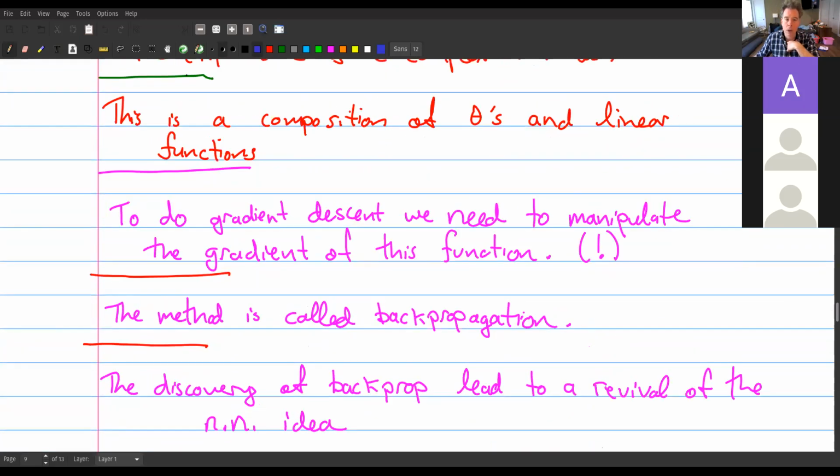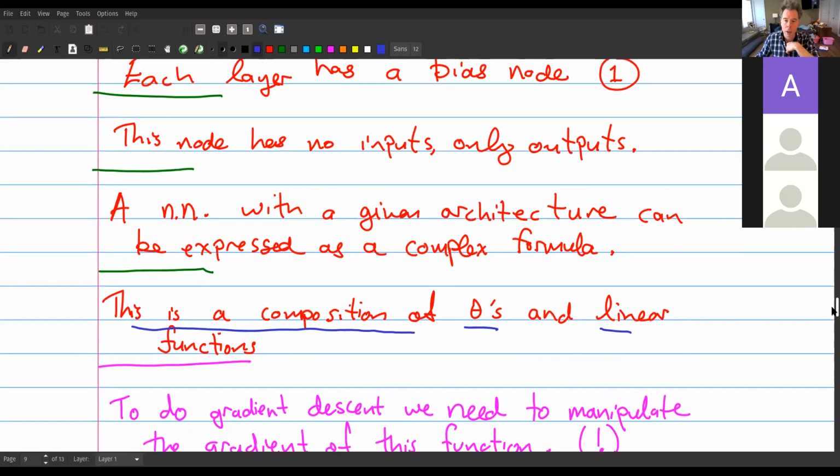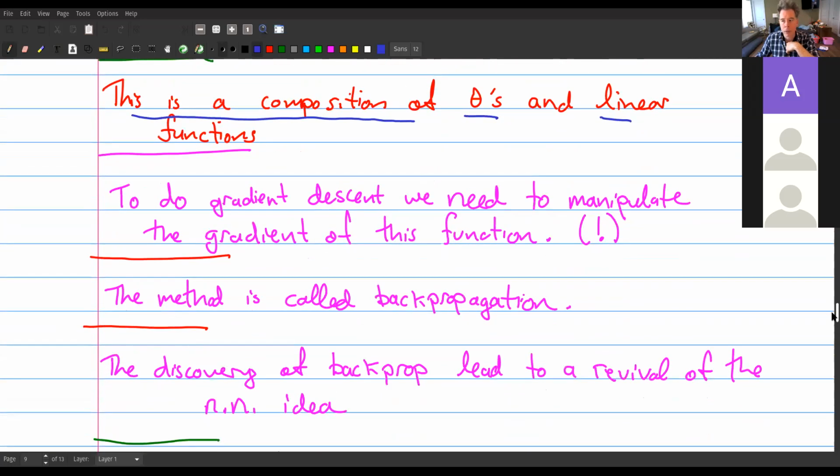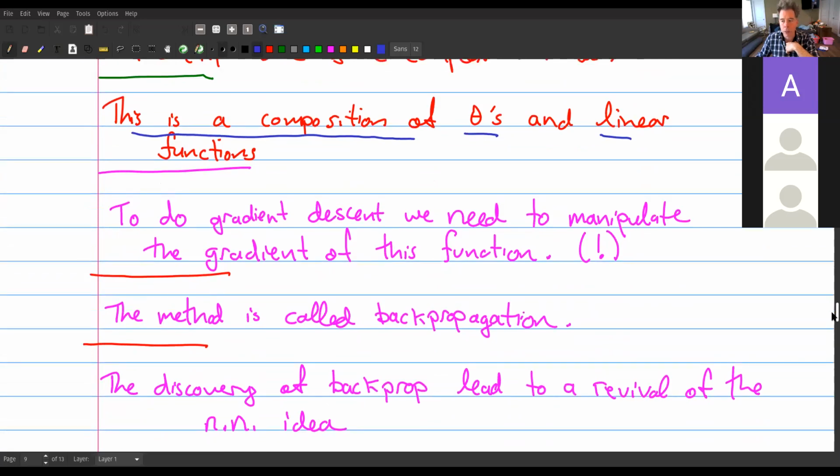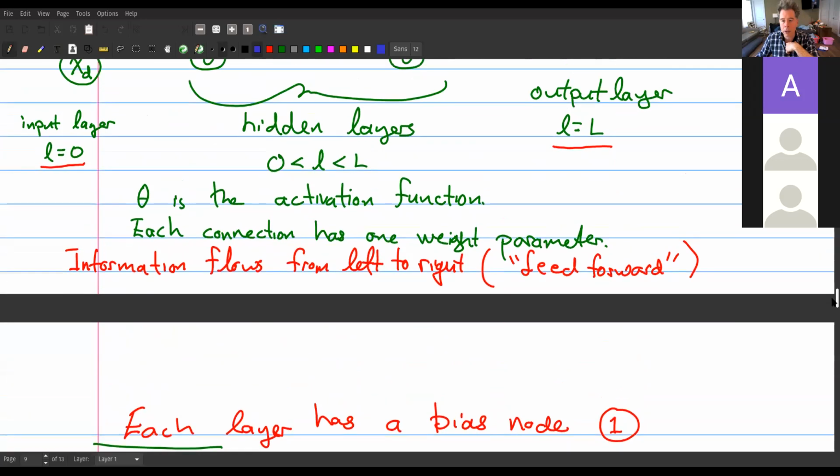Right. So now if we were to write all that down as a formula, we could, and it would just be a composition of this theta, whatever that is, which for us is going to be hyperbolic tangent, and linear functions. And so in order to do gradient descent, we need to implement the gradient of this monster. So we're going to write down all the notation for doing that, and then in the neural network assignment, you actually will do it. So it's definitely the hardest thing that we've implemented.